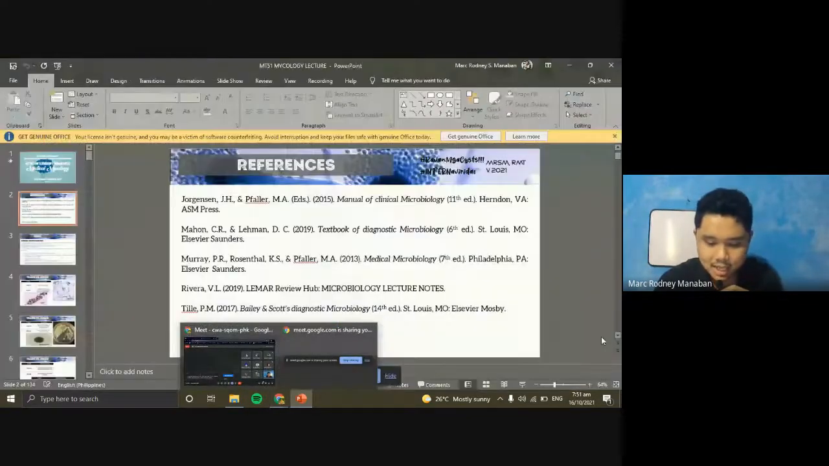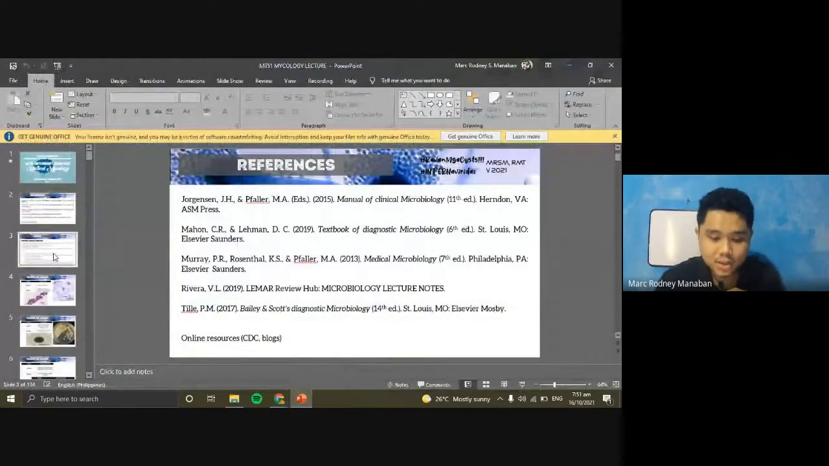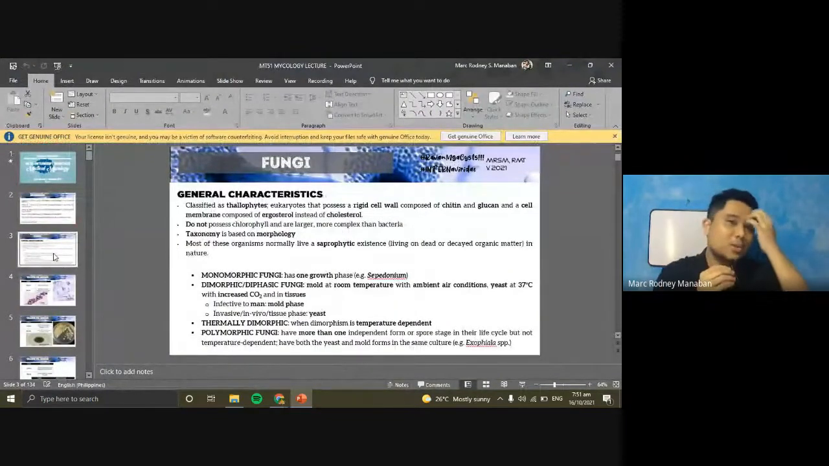Okay. So, we now start with the general characteristics of fungi. Mycology is the study of fungi, and what we're focusing on is the medically important fungi, medical mycology, so the fungi that affect humans and cause disease in humans. Now, fungi are classified as thallophytes. Thallophytes are plant-like organisms, but they don't really have the structures of a normal plant, like a stem.